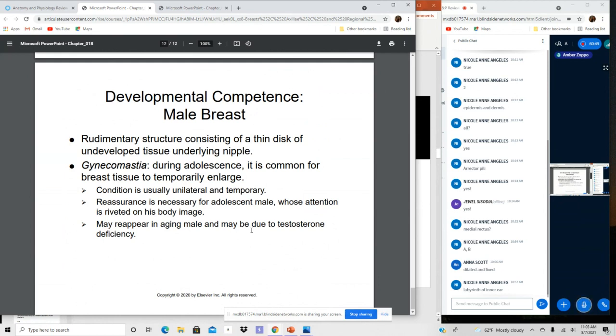However, it may be common during adolescence, but as men begin to age, you would not expect this in the aging male. What may be contributing to gynecomastia in the aging male could be testosterone deficiency. So that's important to remember too. Remember that it's common in adolescence, but in an aging male, you should not have gynecomastia, and it may be due to an underlying testosterone deficiency.